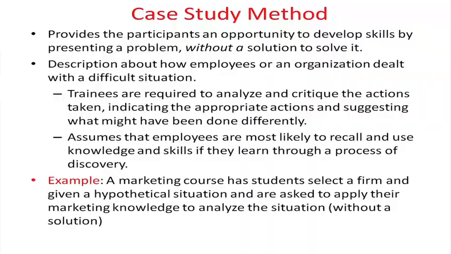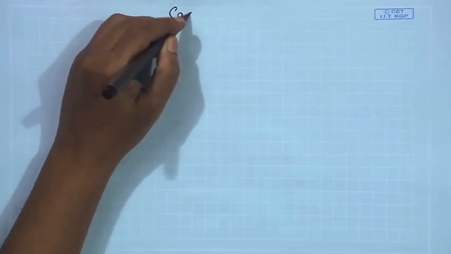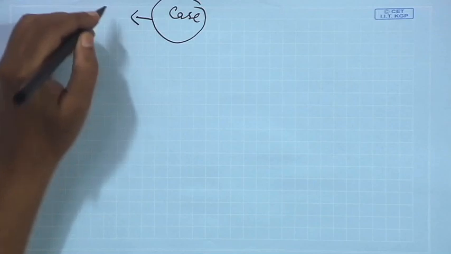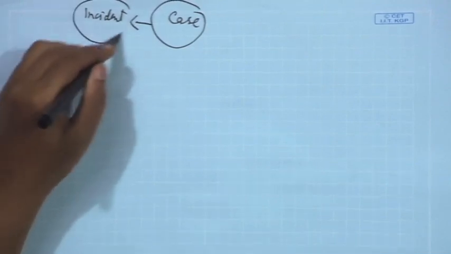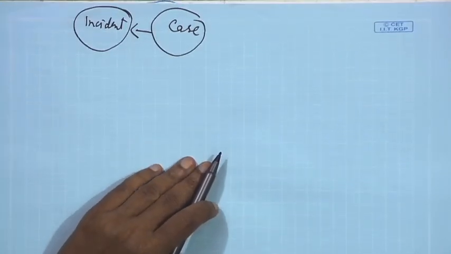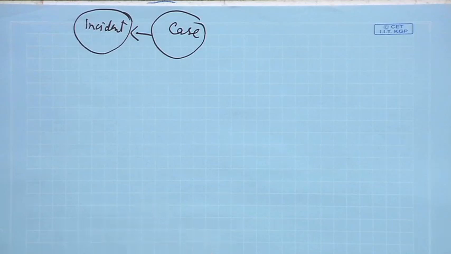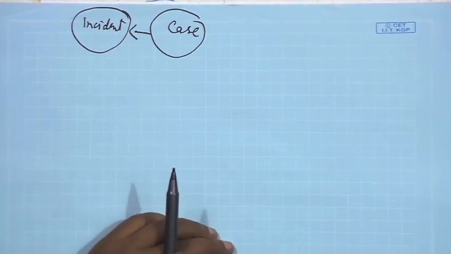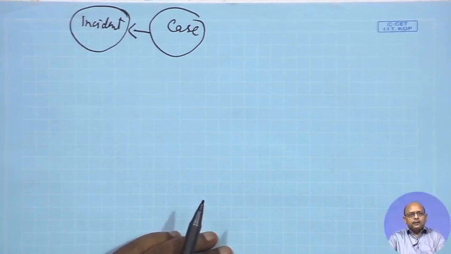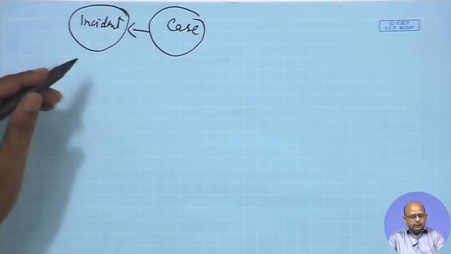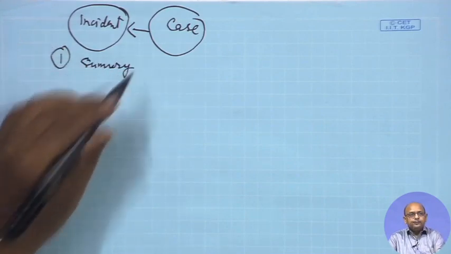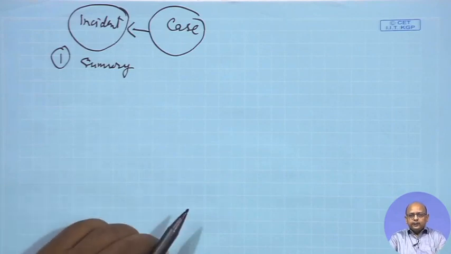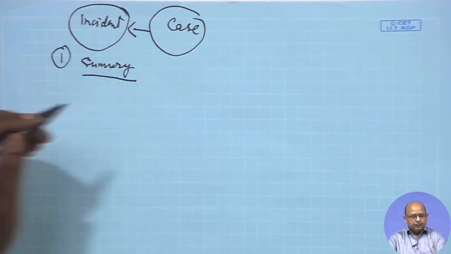So, if you look at the case study method, it goes like this. You have a case which could be a smaller case, called an incident, or if it is a big case then it is called a case. It could be small or large depending upon the requirement. Incidents are smaller cases, cases are bigger ones. Once you have this case, the first stage is to give a brief summary of what the case is about. You go through the case thoroughly and give a summary.